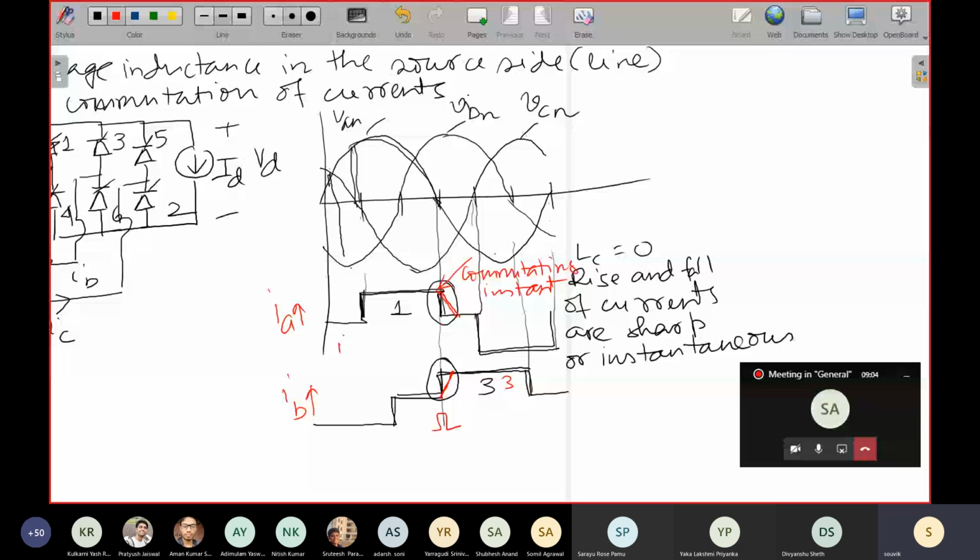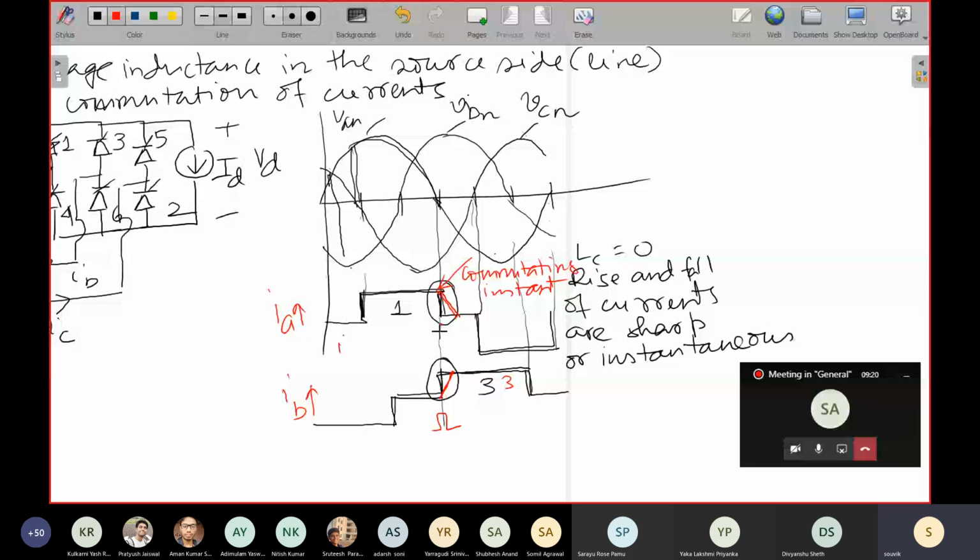However, this is not happening because there is a leakage inductance. It won't let the current fall instantaneously to 0. So what will happen is it will fall with a slope. We will decide what the slope is. It depends upon the applied voltage at that instant in the circuit, which we will calculate. But qualitatively, you can easily understand the current will take some time.